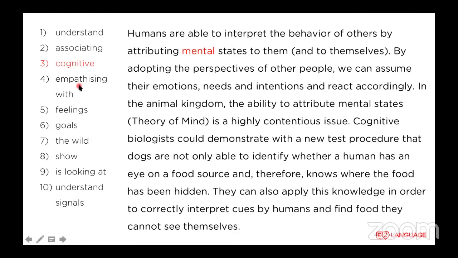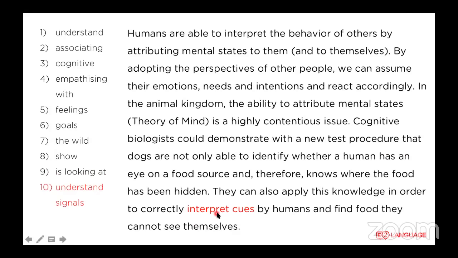It's all about synonyms. Empathizing with, adopting the perspectives of. So here it's not just a single word. It's actually multiple words that mean the same thing. Feelings, emotions. Fine, that's easy. That's just a noun and a noun. Goals, intentions. The wild, the animal kingdom. So you can imagine it's asking you something in the question about the wild. And then in the passage, it mentions something about the animal kingdom. Show, demonstrate. Is looking at, has an eye on. So here we've got a phrase, is looking at, and here we've got a very strange phrase, keep an eye on something or has an eye on. So these mean the same things.